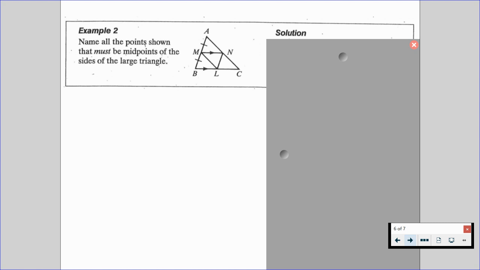In example number two, we have to name all the points shown that must be midpoints of the sides of the large triangle. Let's look at what we have here. We are given that the length AM is equal to the length of MB. We also know that segment MN is parallel to the base of that triangle, BC. Let's see how we can take that and apply it to our solution.